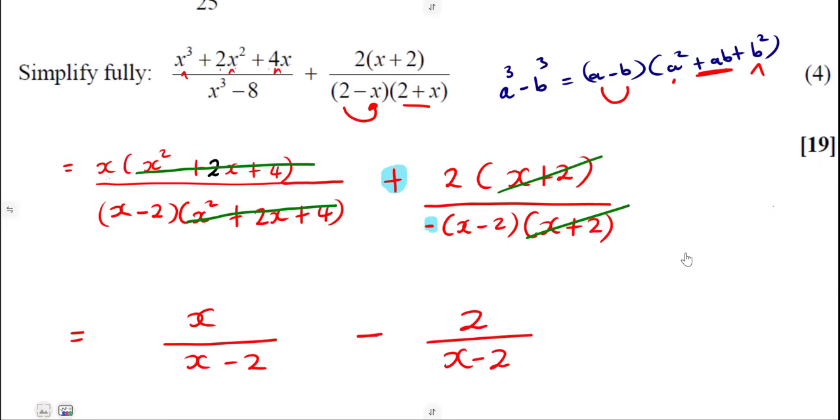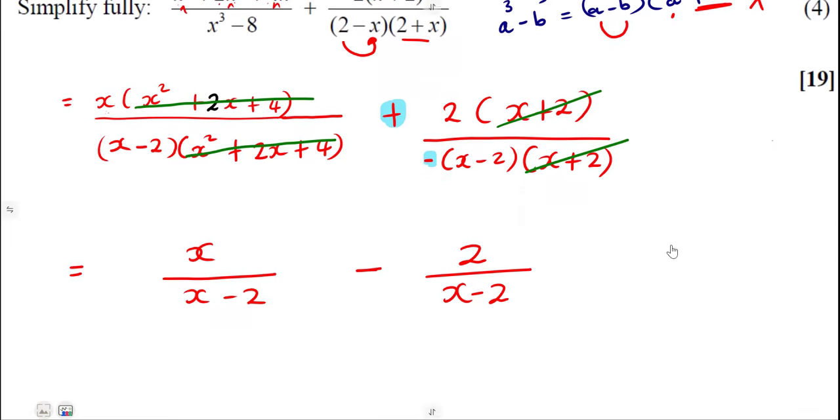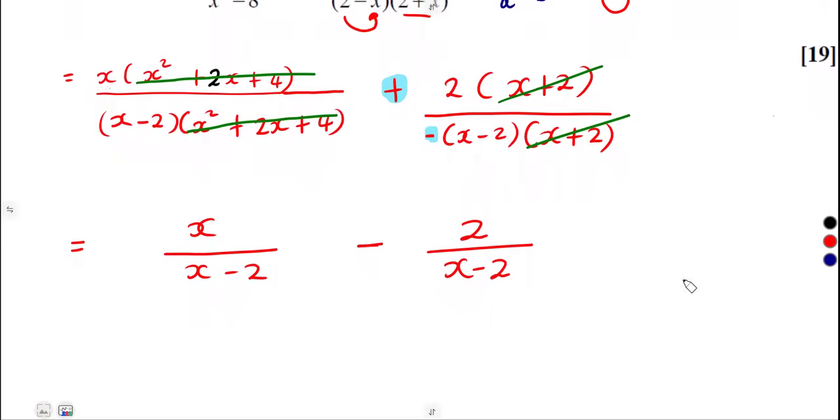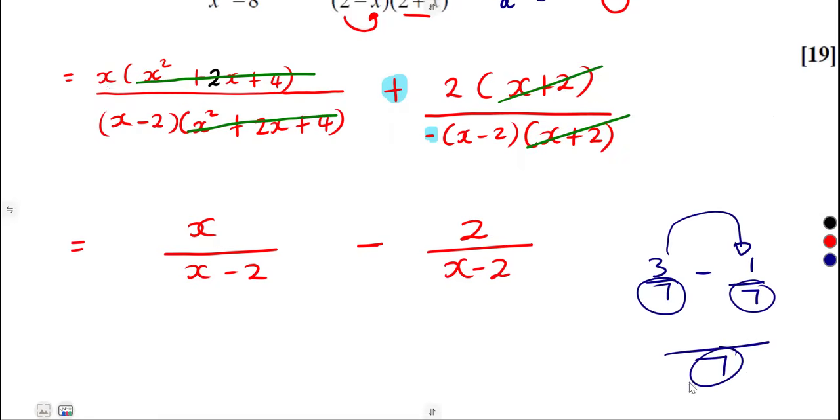As we can see at this stage, guys, there's something happening here: the denominators are the same. Like 3 over 7 minus 1 over 7, if the denominators are the same, we just combine the numerators under that same denominator, so it is 3 minus 1 over 7. It is the same thing. There is x minus 2, there is x minus 2. Same denominator, combine under that denominator of x minus 2.